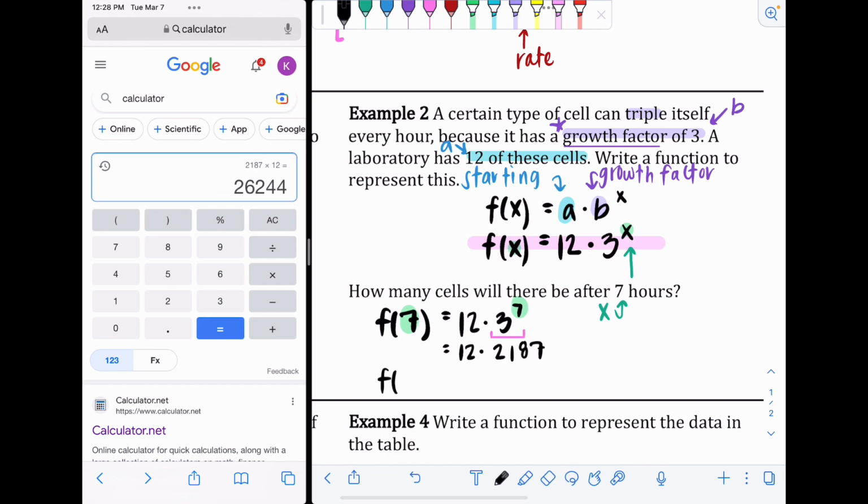So f of 7 is 26,244. So that means that if the laboratory starts with 12 cells and it triples every hour, we will end up with, after 7 hours, 26,244 cells.